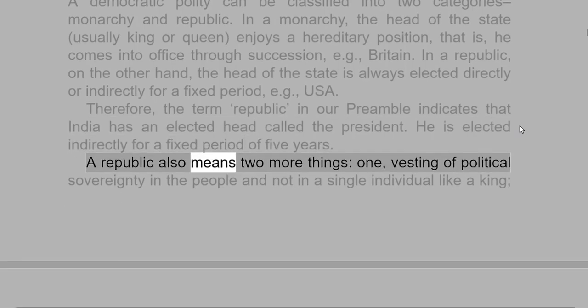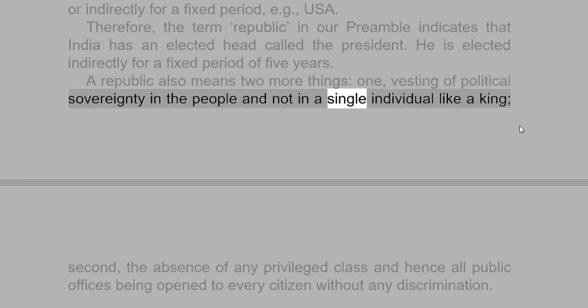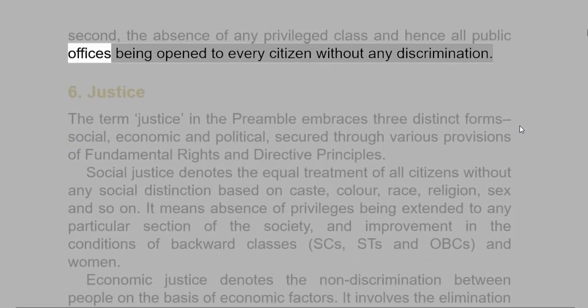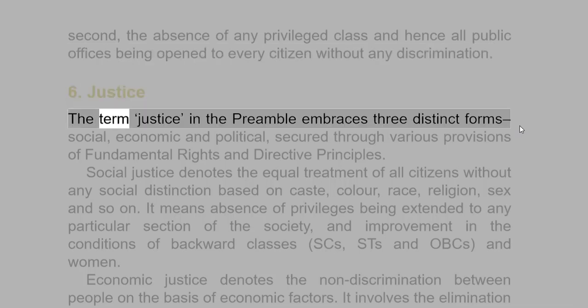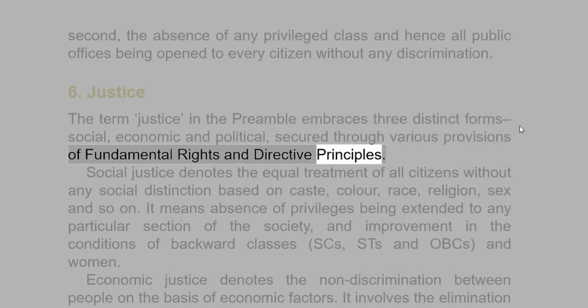A republic also means two more things: 1. Vesting of political sovereignty in the people and not in a single individual like a king. 2. The absence of any privileged class and hence all public offices being opened to every citizen without any discrimination. 6. Justice. The term, justice, in the preamble embraces three distinct forms: social, economic and political, secured through various provisions of fundamental rights and directive principles.